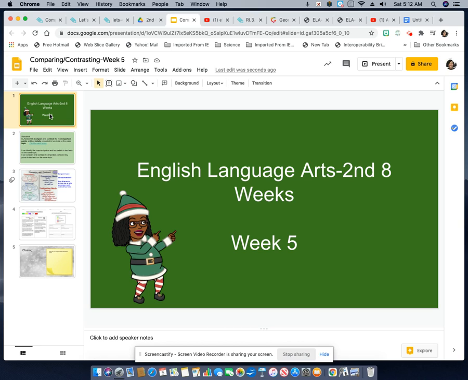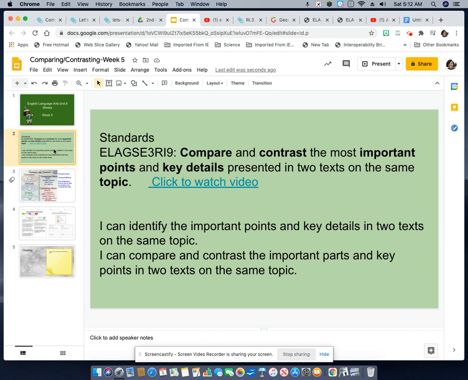Today, boys and girls, part of our English language arts second 8 weeks, week 5, we are going to be talking about the English language arts standard for third grade, reading informational standard number 9. That's what the RI stands for. Reading informational standard number 9 is to compare and contrast the most important points and key details presented in two texts on the same topic.